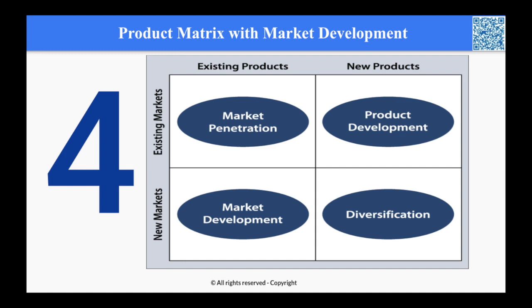So the fourth thing we are discussing is called product mix and marketing development. What we are discussing here is how you will develop new markets, how you will work in the existing market, how you will work on the existing products, and how you will work on the new products. So for example, let's discuss number 1. If you have an existing product in an existing market, you will work on market penetration.